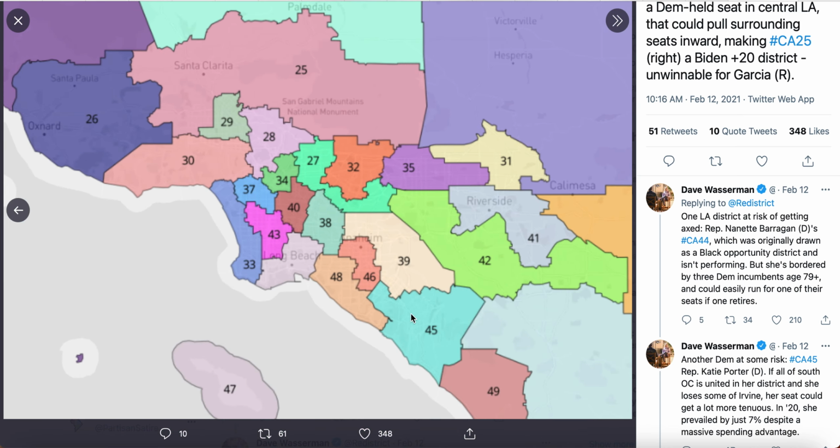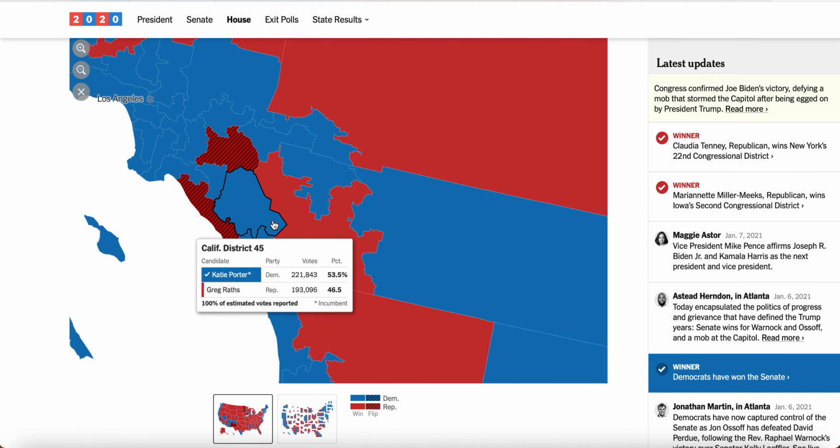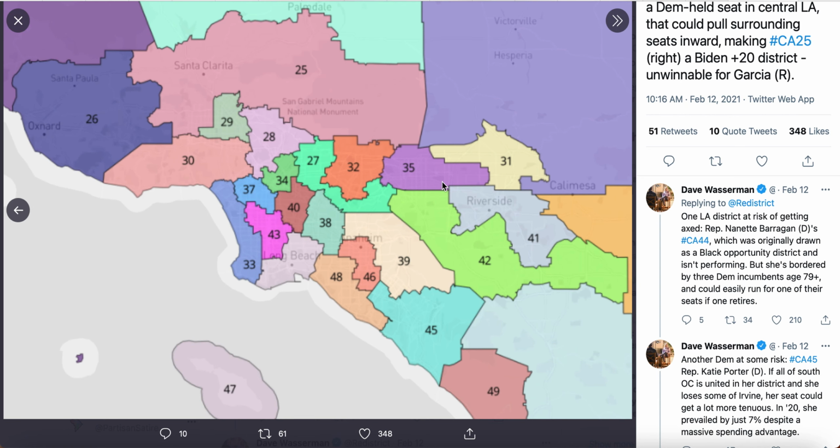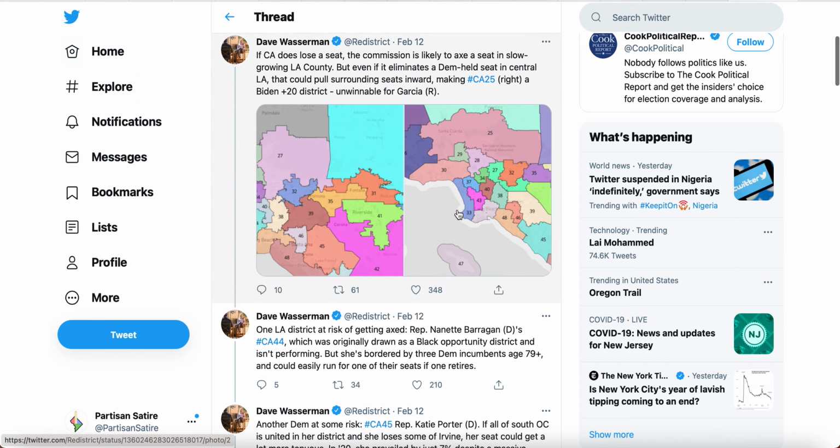But with her seat being put all the way down here, and with her seat potentially getting all of Orange County, it's going to be much harder to win, especially because she is a progressive. So we'll have to see what happens there, but it will most likely become a competitive seat, even though it is already somewhat competitive. Katie Porter only won by 7%, but it's likely to be much more competitive come 2022.